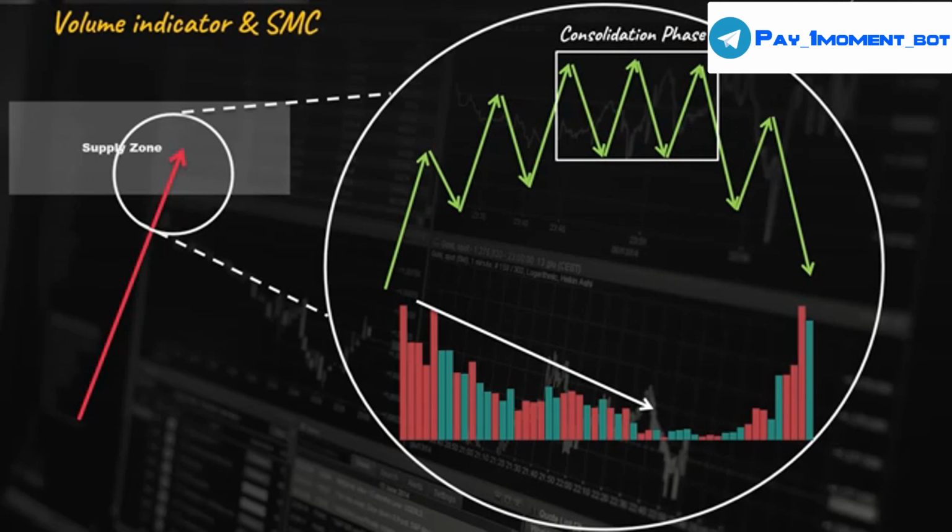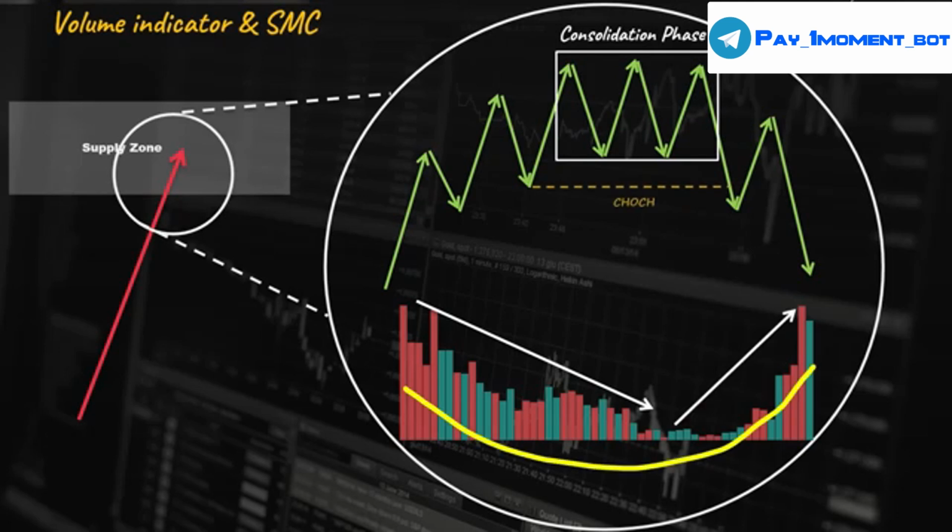Next, after the formation of a change of character in a lower time frame, we should identify a spike in volume as increased selling orders enter the market. The volume should continue to rise as the price follows its bearish order flow. The same concept applies in the bullish scenario.